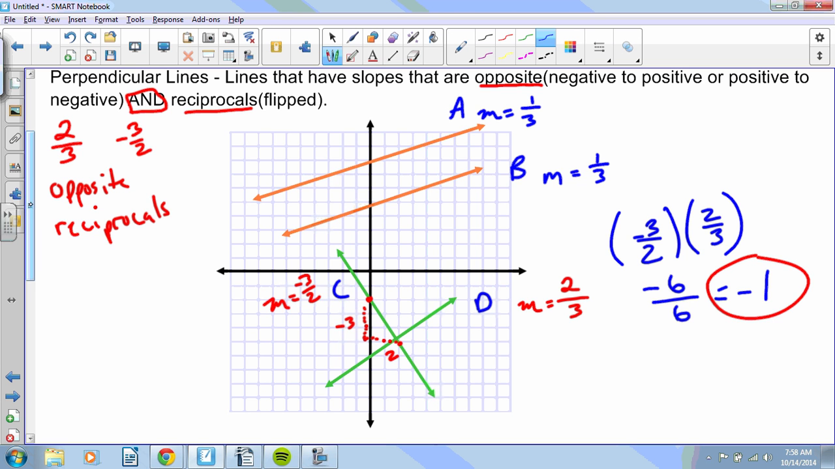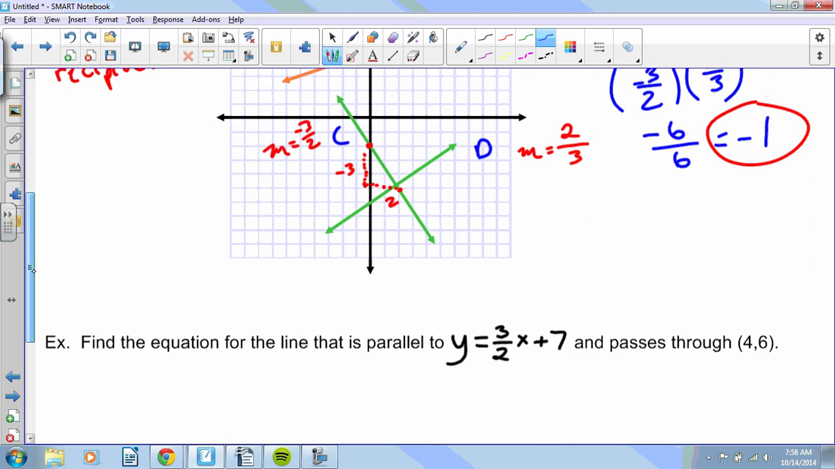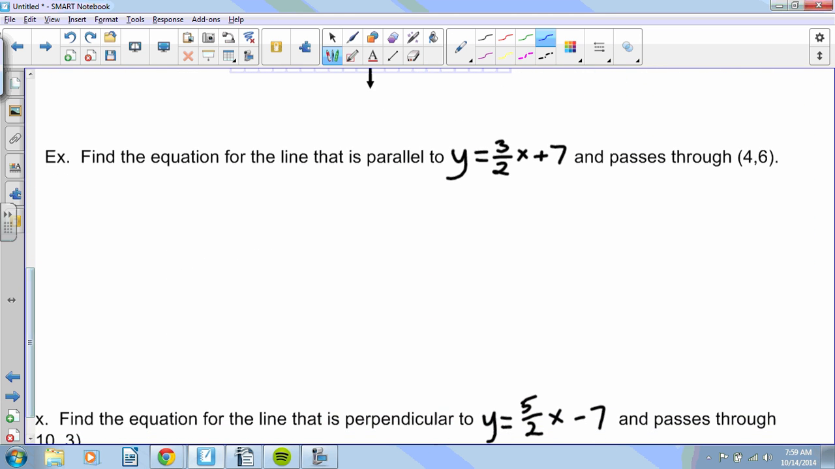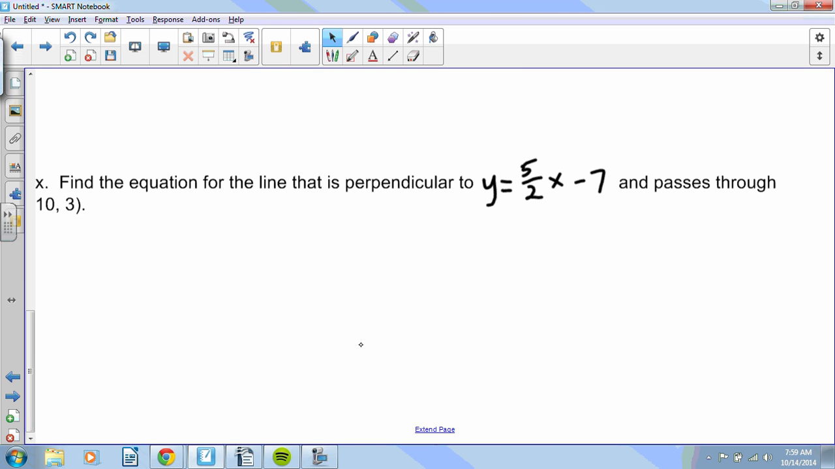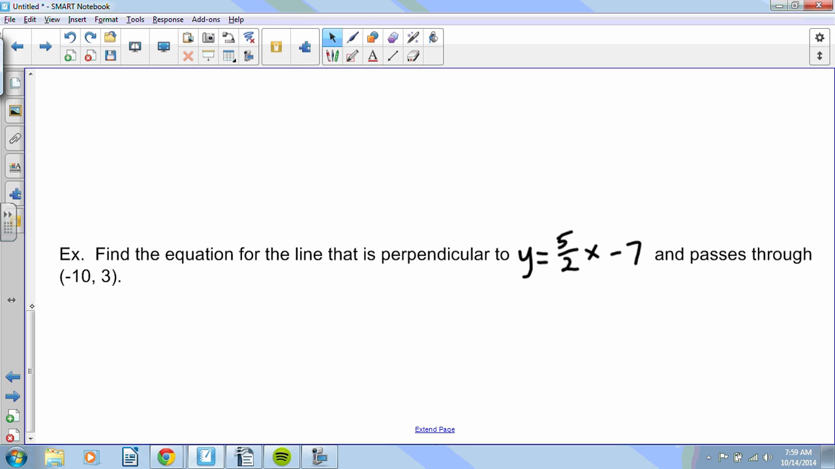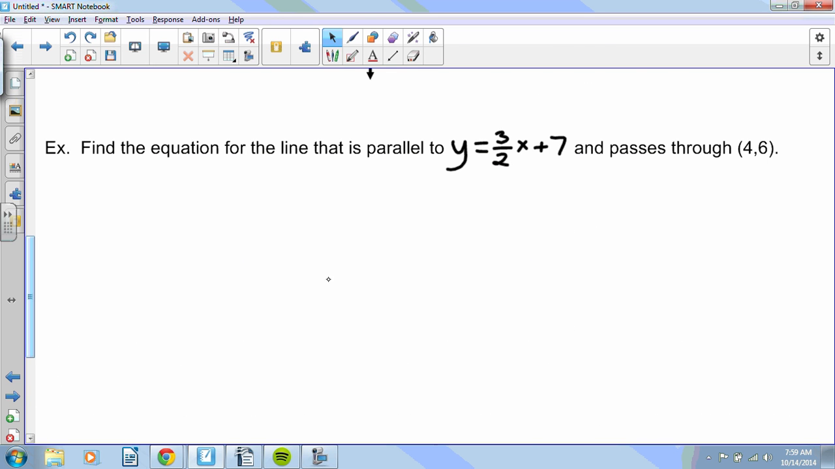So how can we apply this to problems in writing equations? Well, here's the first example. Find the equation. Again, keywords we're looking for: parallel, perpendicular. They help us figure out which one to use. So first of all, keyword parallel. We ask ourselves, what does that mean? Well, parallel lines, remember, have the same slope.